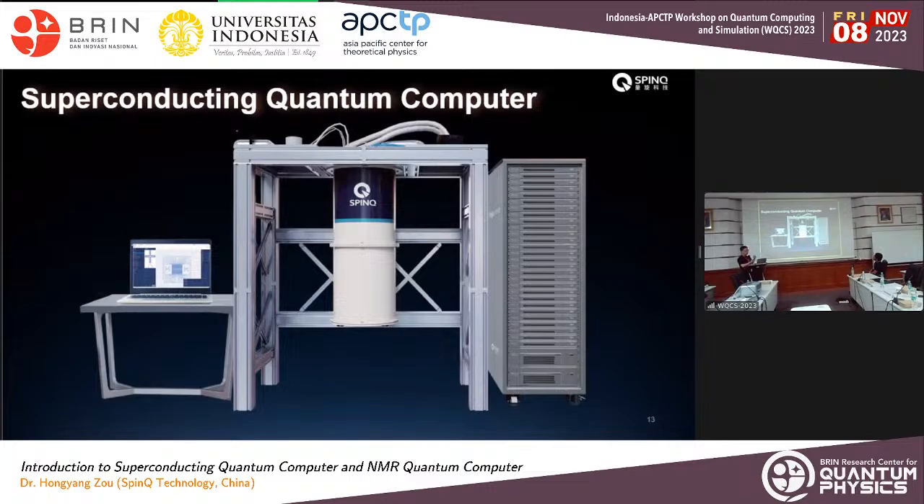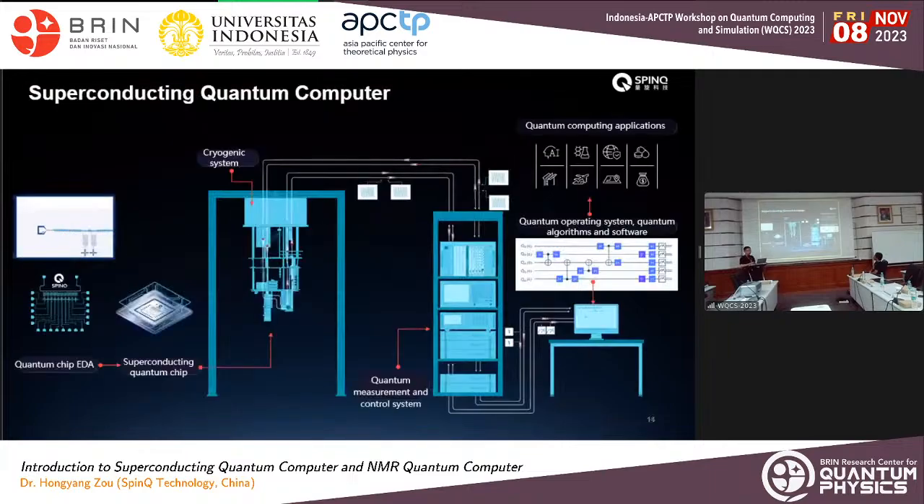It also allows the use of mature semiconductor processing technology, so it is considered one of the most promising routes. Consequently, it has become a focal point for many companies, including us and many other big companies, and also for research institutions. So here is the architecture of the superconducting quantum computer.